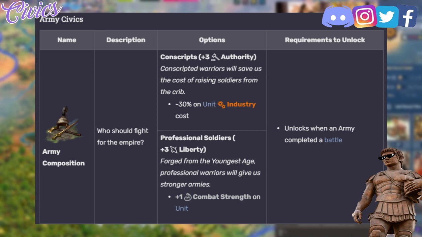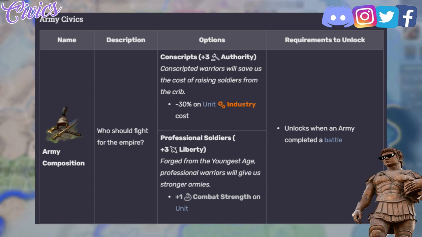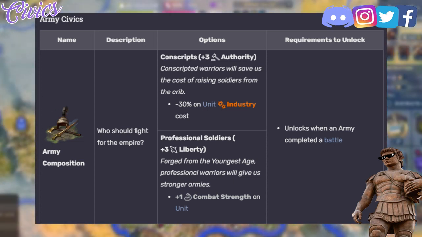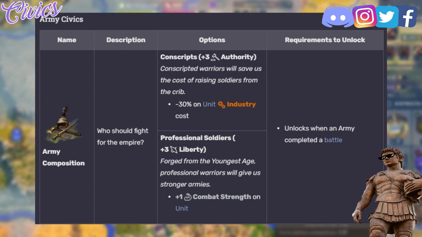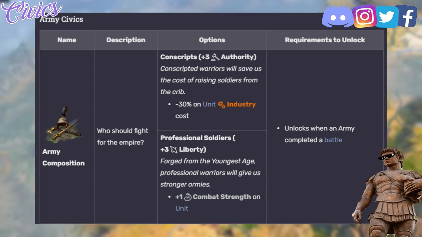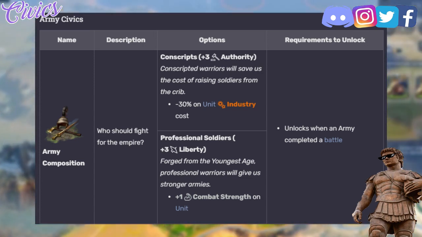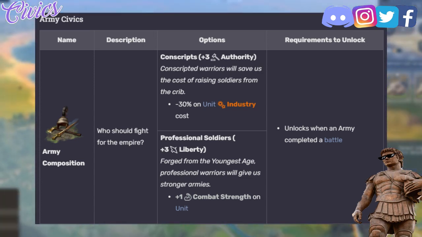Army civics. Army composition. Who should fight for the empire? Option A, conscripts, +3 authority. Conscripted warriors will save us the cost of raising soldiers from the crib. Receive -30% on unit industry cost. Option B, professional soldiers, +3 liberty. Forged from the youngest age, professional warriors will give us stronger armies. Receive +1 strength combat strength on unit. Unlocks when an army completed a battle.